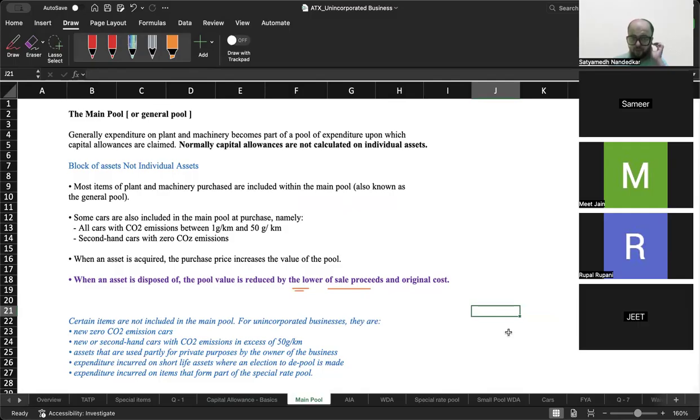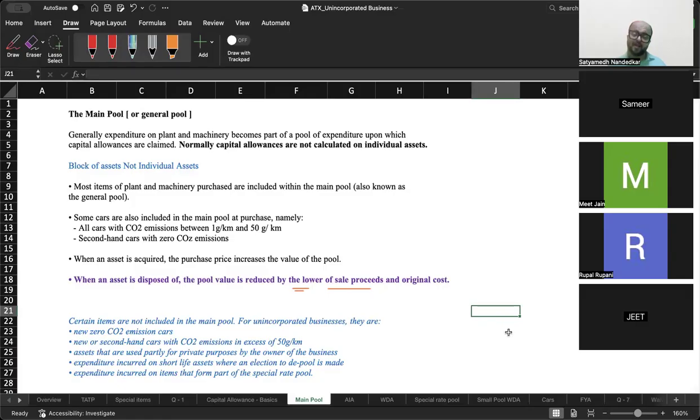In the main pool, you have most items of plant and machinery. Most items of plant and machinery purchased are included within the main pool. Some cars are also included in the main pool at purchase, namely all cars with CO2 emissions between 1 gram and 50 gram and second-hand cars with zero CO2 emissions.